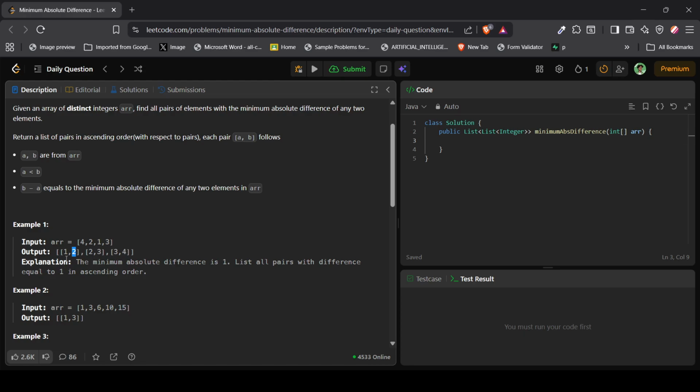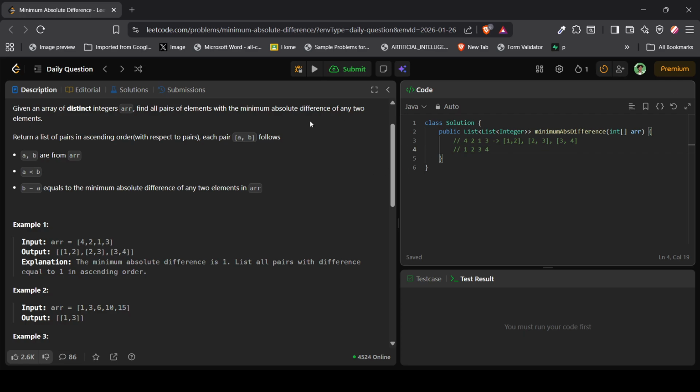So let's just try to think through this. 4 2 1 and 3 is there, and the output is 1 comma 2, right, and 2 comma 3 and 3 comma 4. These are the things that are there. What we can do is sort it out, because that is how you'll get it. So if we sort it, the array would be like 1 2 3 4.